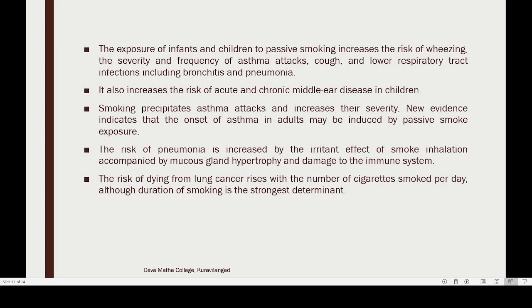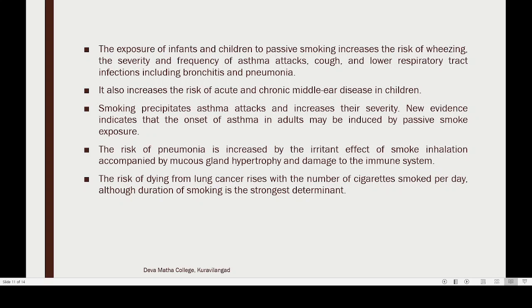Then, as we have already told you, smoking can precipitate, meaning increase, asthma attacks and also their severity. If a person with a tendency toward asthma is smoking, it can increase their chance of developing asthma more frequently. New evidence indicates that the onset of asthma in adults may be induced by passive smoking.